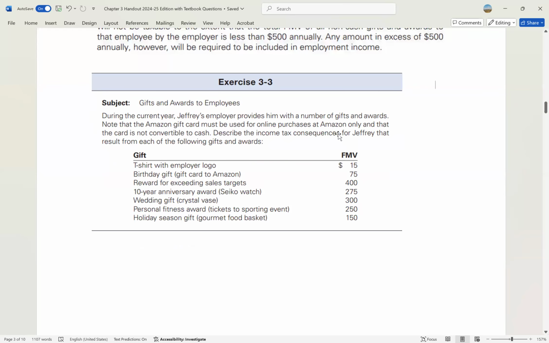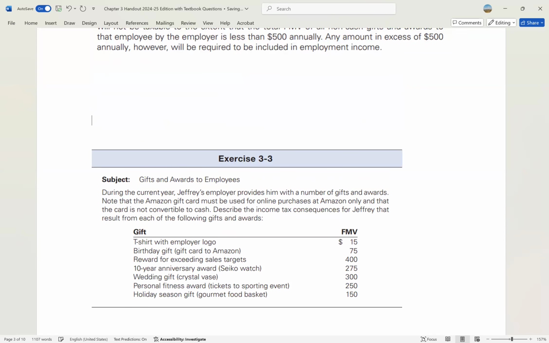Exercise 3-3. Let's think about whether or not these amounts would be taxable or not. So Jeffrey's employer provides him with a number of gifts and awards. We're told that the Amazon gift card must be used for online purchases, and the card is not convertible to cash. And so we need to determine whether these items that he receives are taxable or not.